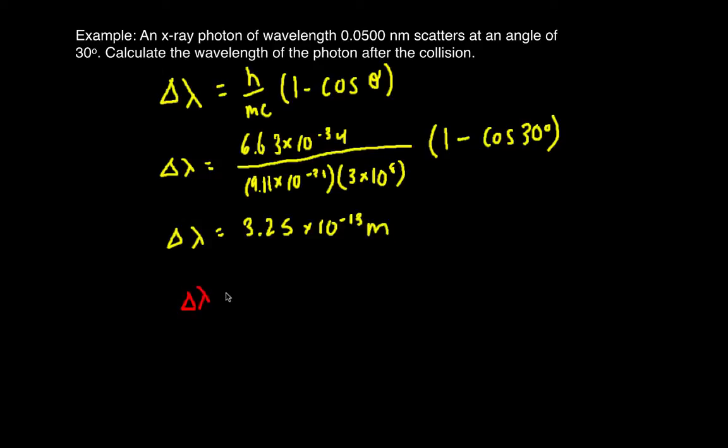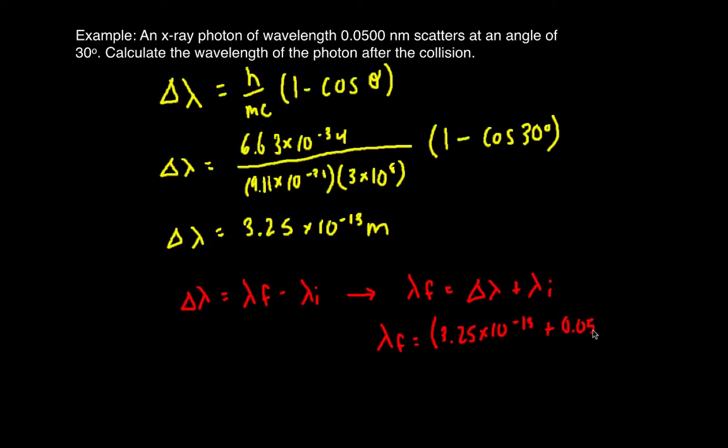Since the change in wavelength is equal to lambda final minus lambda initial, the final wavelength is equal to the change in lambda plus lambda initial. So lambda final is equal to 3.25 times 10 to the negative 13 plus 0.05 times 10 to the minus 9. This gives us a final wavelength equal to 0.0503 nanometers.